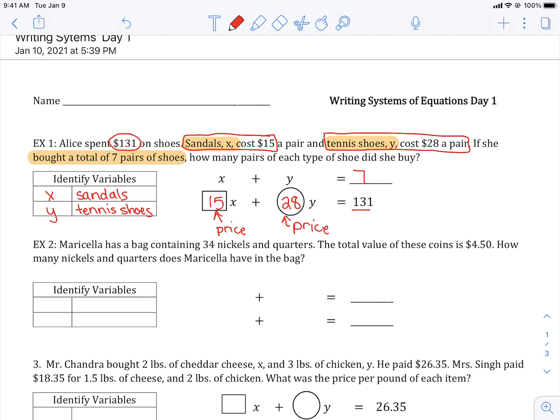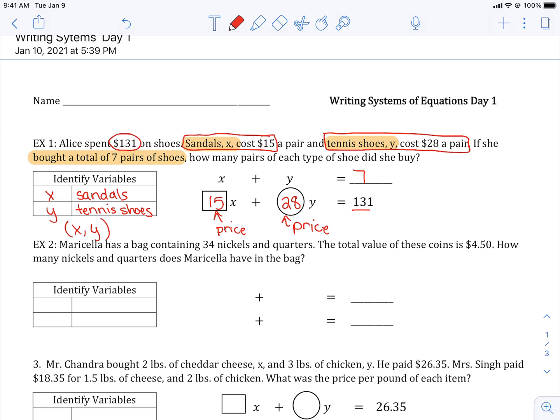So I'm just going to show you real quick how to use the calculator again. Just so you know, because sandals are X and tennis shoes are Y, when we get our answer in the calculator, it's going to be in the form of an ordered pair. The first one represents the sandals and the second one represents the tennis shoes. This part is not necessary, but I do want to show you for the sake of the video.